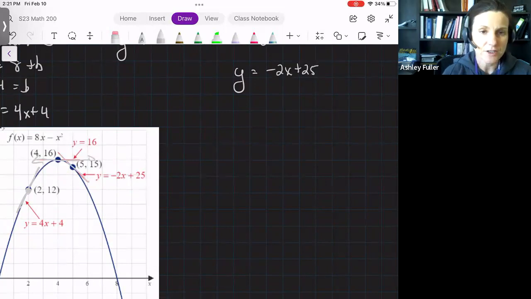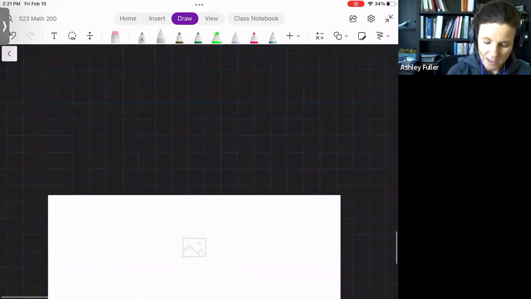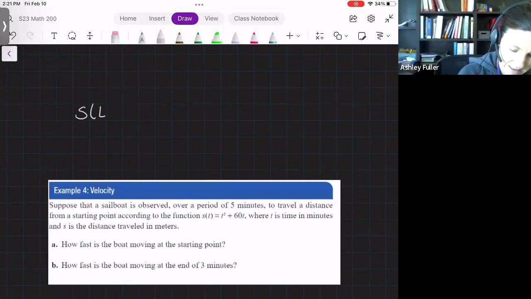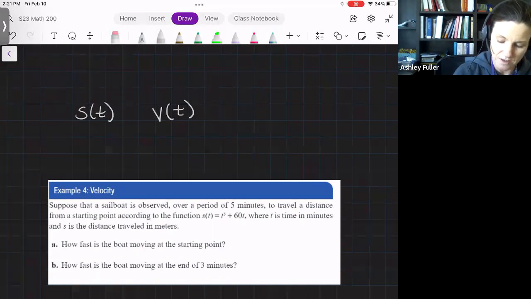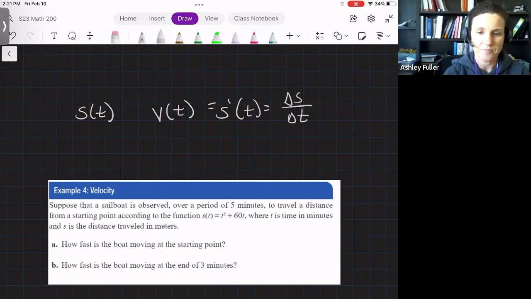An area where first derivatives are used in particular is that of velocity and distance. Remember, we have talked about the idea that distance is a function of time. If we take the first derivative, that first derivative is going to be the velocity, because velocity is nothing more than the change in distance over the change in time.